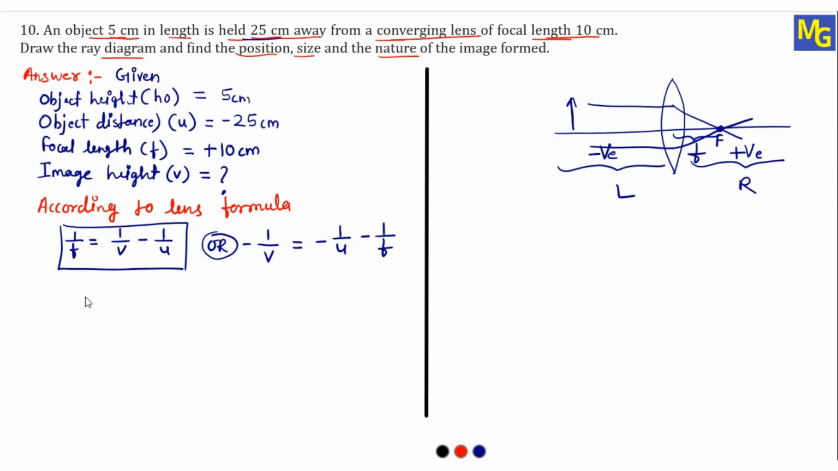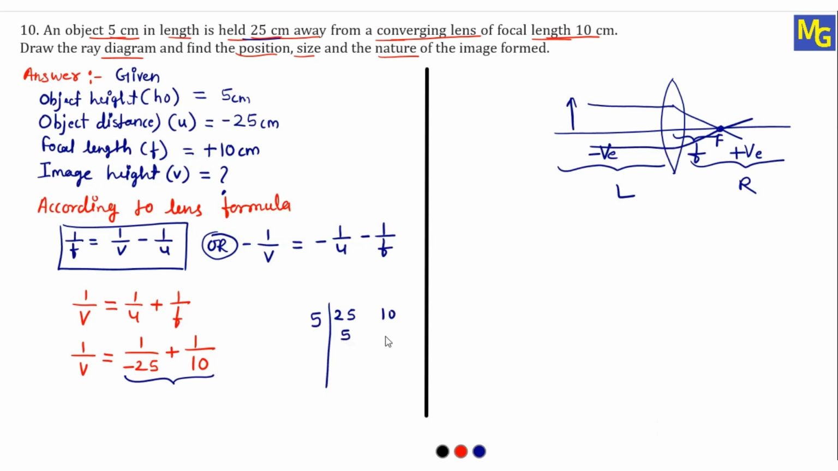So the final equation is 1 by v. If this is positive, then on this side all signs will change. This becomes 1 by u plus 1 by f. So this is the final formula. Now substitute the values in this formula. 1 by v we have to find out is equal to, u is how much? Minus 25. So I'll write it down. Plus f is how much? 10. Now we have to find out the LCM of these two numbers. So for LCM, take here 25 and write here 10. Take any prime number, I'll take 5. 5 5s are 25, 5 2s are 10. 5 1s are 5, 2 as it is.